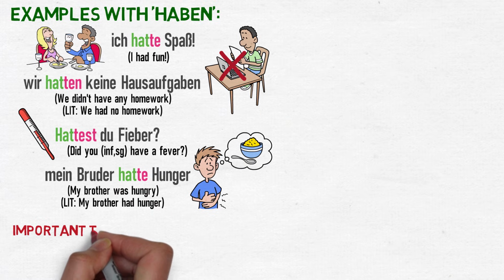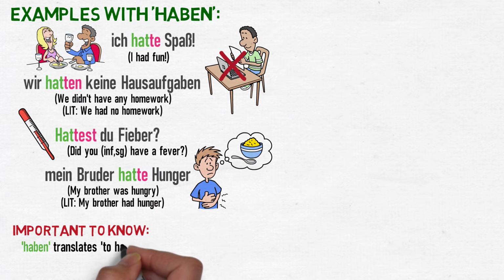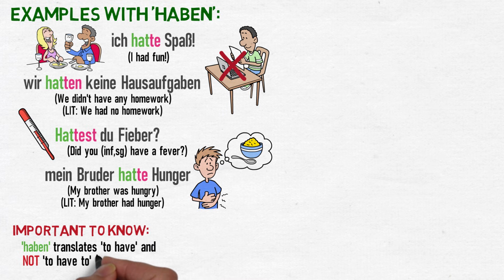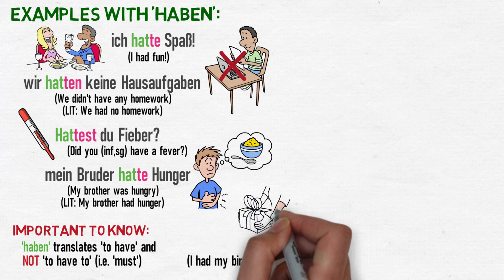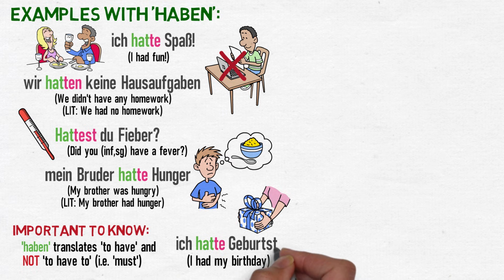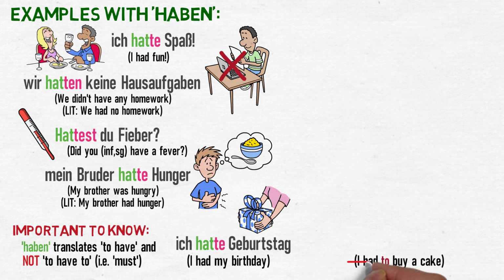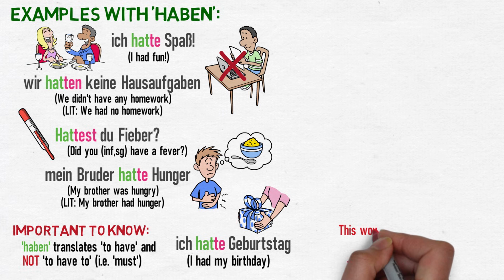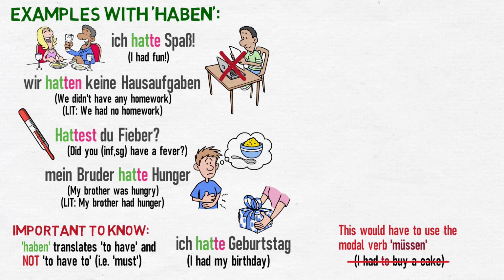It's important to mention here that the imperfect tense of the verb haben creates sentences with had, but this often gets confused with had to. For example, you can use haben in the imperfect to translate I had my birthday. Ich hatte Geburtstag. But not to translate I had to buy a cake. The verb had to comes from the modal verb müssen, which means to have to, and that will be discussed in the imperfect tense with modal verbs video.